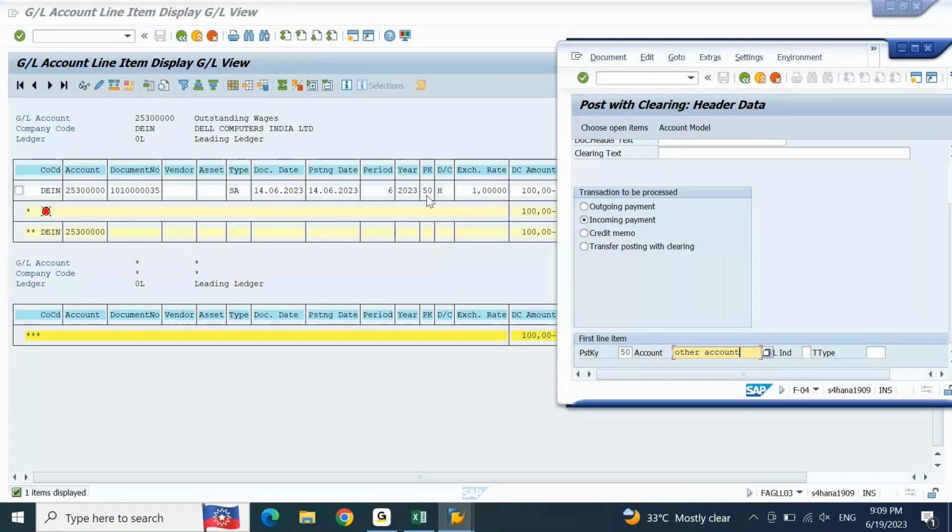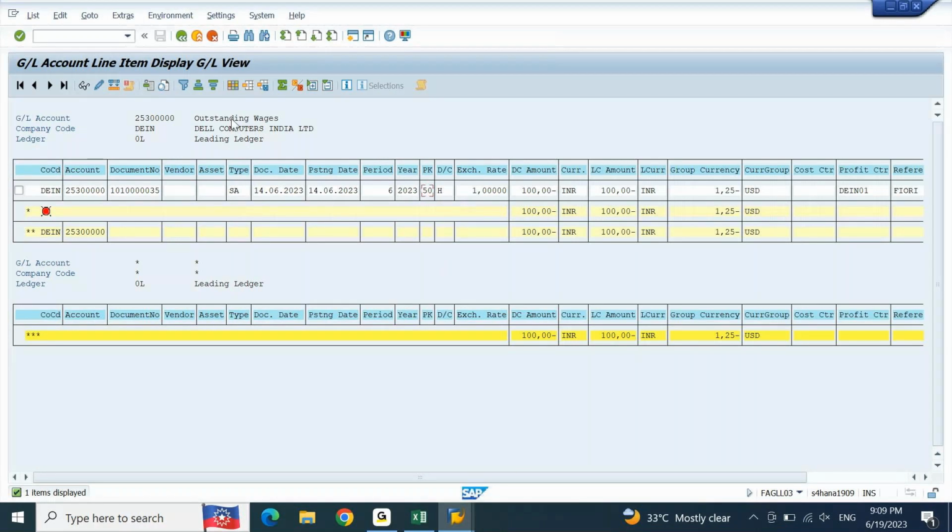According to this, outstanding wages in the clearing entry will be debited or credited. Ajay, outstanding wages. Debit or credit? It will be debit. Why debit? We are going to clear the wages account. Liability. Right. Because you want to clear it. To clear the credit, you need a debit. Correct? To clear the credit, you need a debit.